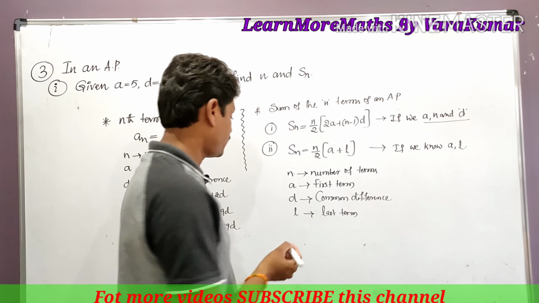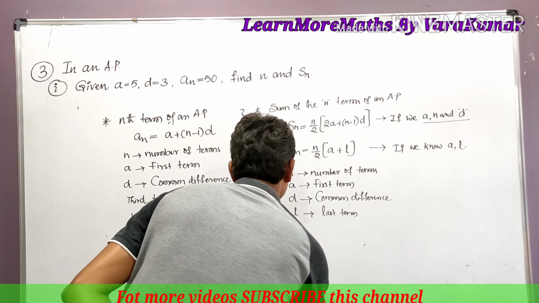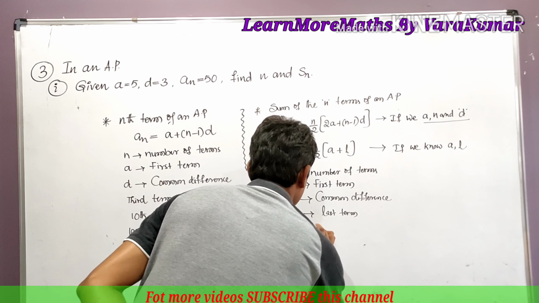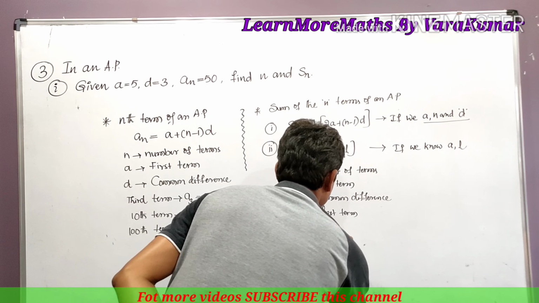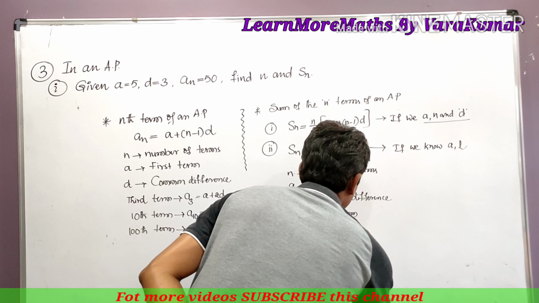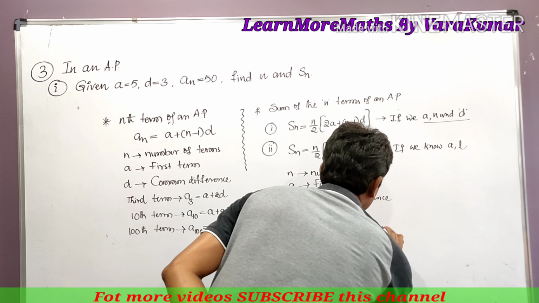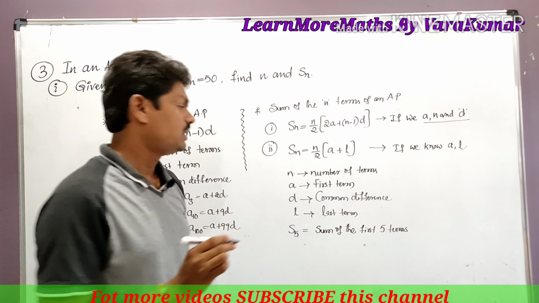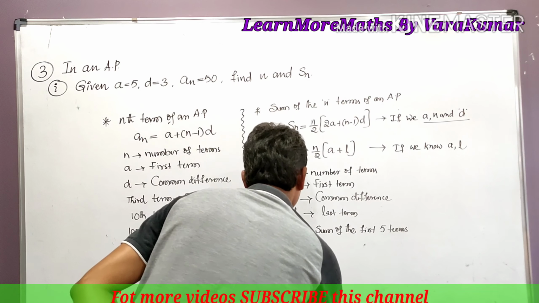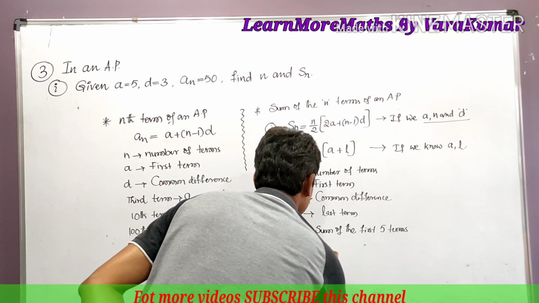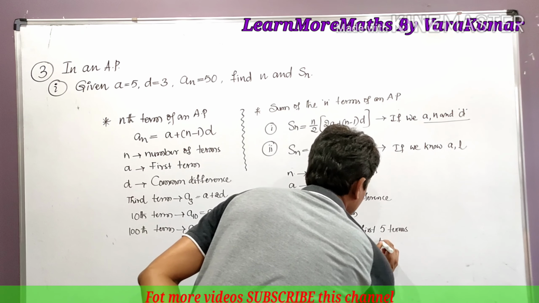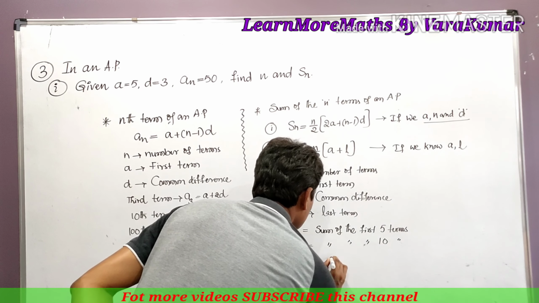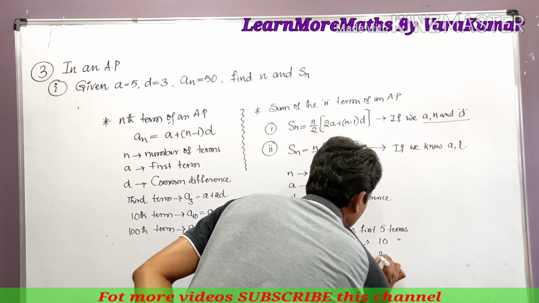Suppose we have to find the sum of the first 5 terms, it is denoted by S5, the sum of the first 5 terms. Suppose S10, what is it? Sum of the first 10 terms, student. S20 is what? Sum of the first 20 terms.